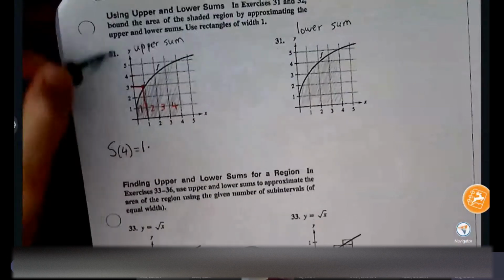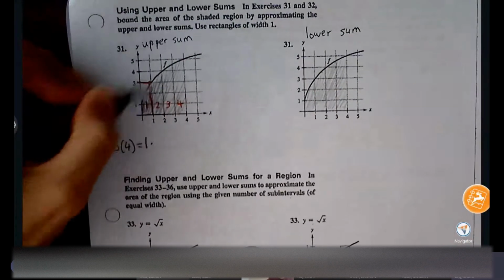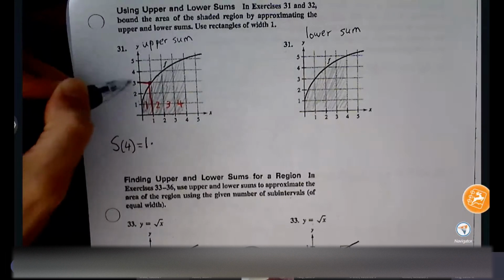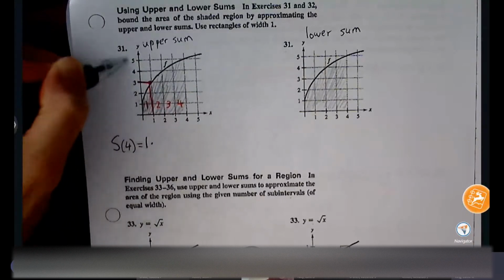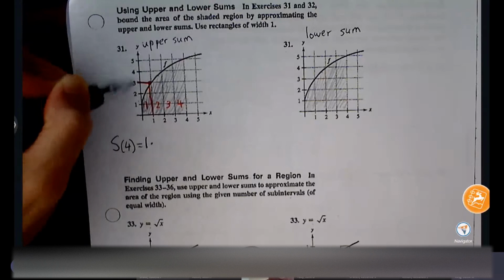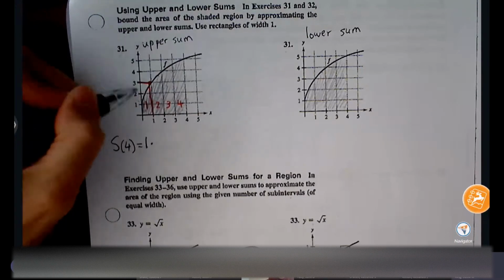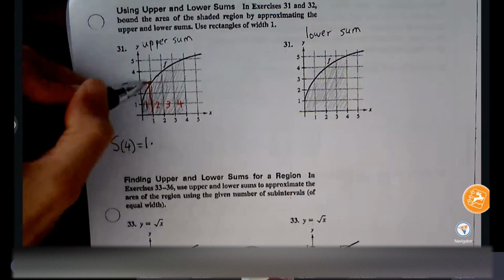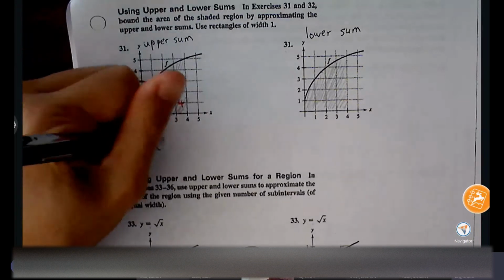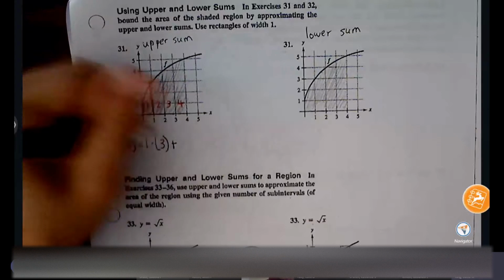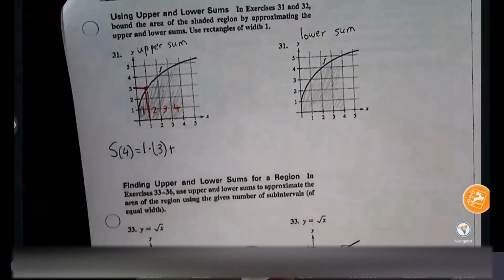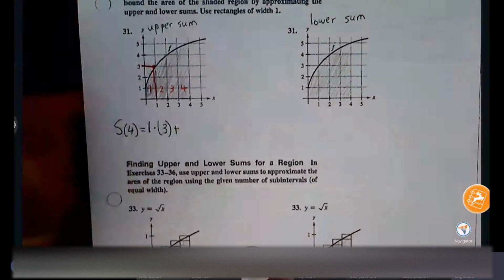Now, the nice thing about this is that we don't have the function for f of x, but we do have a guide for the y value. So we're just going to look at our y-axis to determine the height, and we don't have to plug it into a function. So we see the height is at 3, so 1 times 3. No need for a function to find the height for this problem.